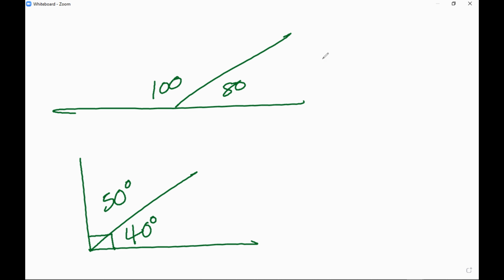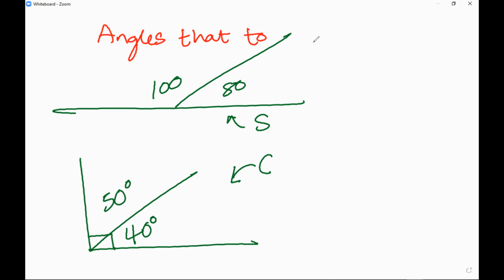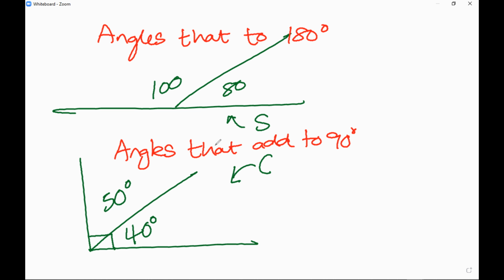There are two special words. The first one is a long word, starts with an S, and it talks about angles that add to 180. The second word starts with a C. It's also a long word, and it's angles that add to 90 degrees. Do you know what these words are? Angles that add to 180 degrees, and angles that add to 90 degrees. Well done, Daniel.